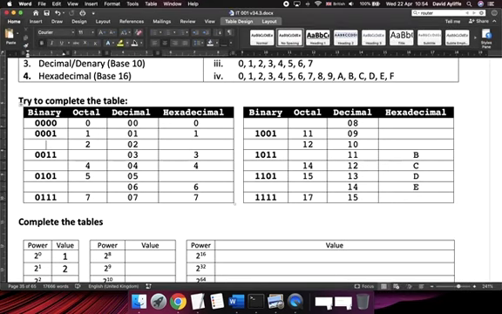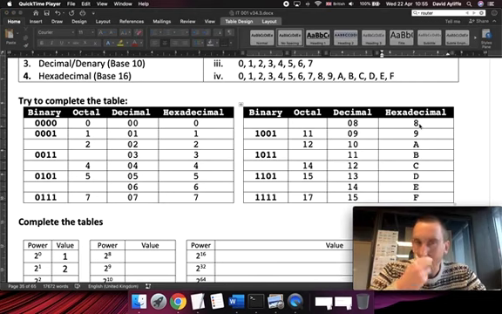Right, we'll do this together. Let's do the easy ones first. Decimal is done for us, 0 through 10. Well, that's no fun, is it? So let's try and do hexadecimal: 2, 3, 4, 5, 6, 7, 8, 9, A, B, C, D, E, F. That's quite straightforward, I think. That's the easy two done, decimal and hexadecimal.